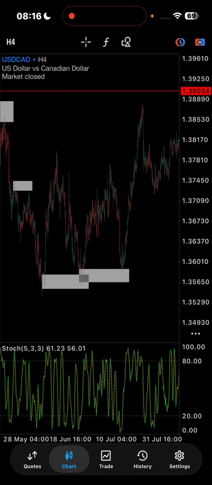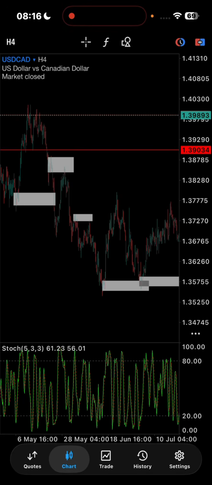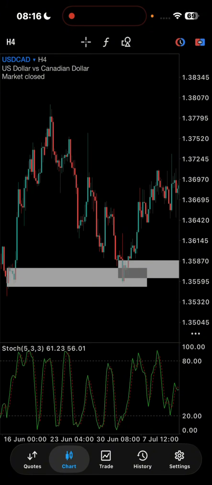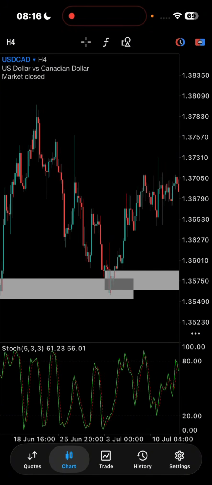And trust me, if you master this, you can be profitable. So make sure to backtest it on a demo account properly, and you'll see how it goes. I'm not guaranteeing you profit, I'm not a financial advisor, but if you practice it very well, you will become profitable.